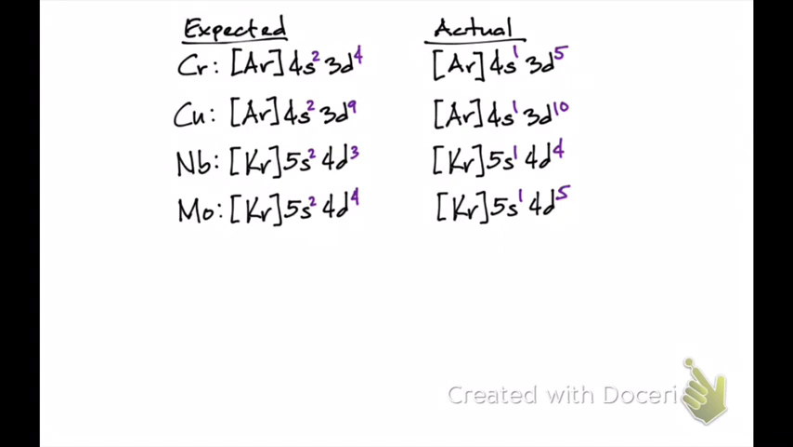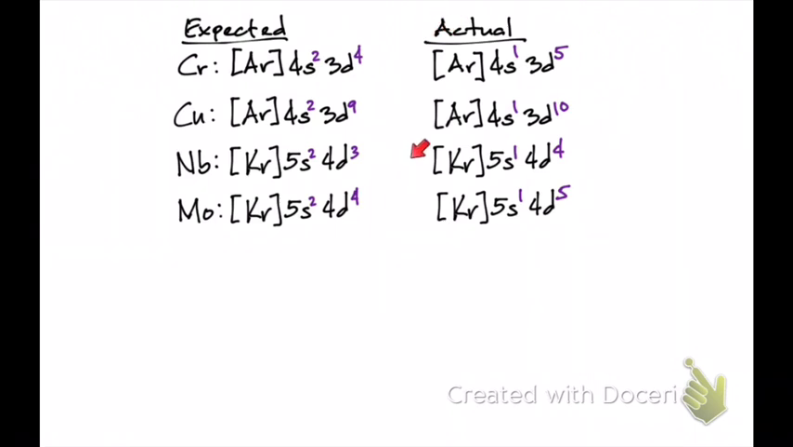Okay, so for example, these are the expected electron configuration for these four elements if we follow the Aufbau principle. So you have argon followed by 4s2 and 3d1, right? So 4s2 comes first before 3d1 because 4s is lower in energy than 3d.